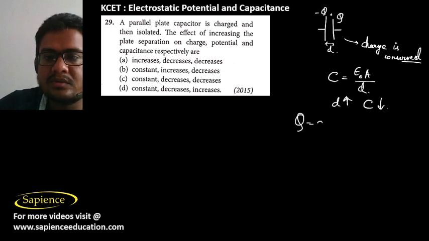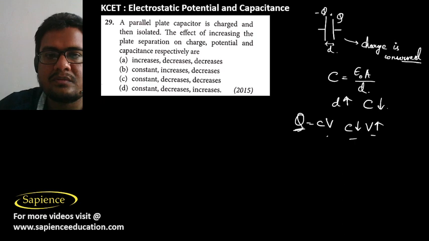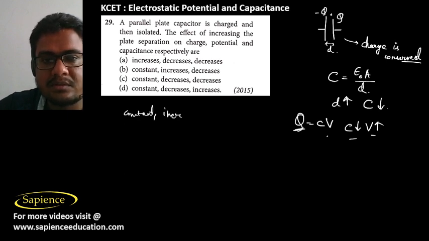And we know that Q equals CV. Now since Q should remain constant, when C decreases, the electrostatic potential across the capacitor plates will increase. Since capacitance is decreasing, the potential difference should increase across the capacitor plates. Therefore, charge will remain constant, the potential will increase and the capacitance will decrease. Means that option B is the correct answer.